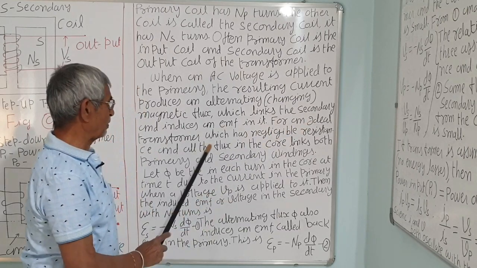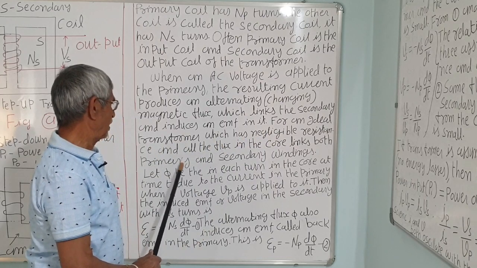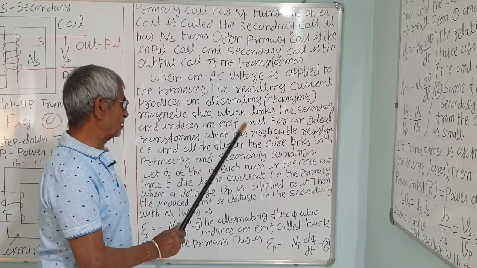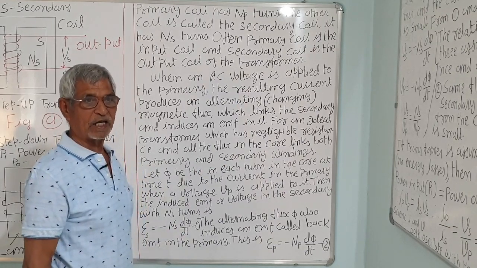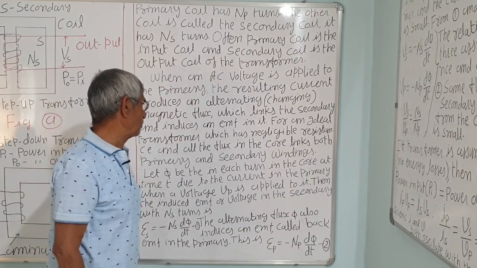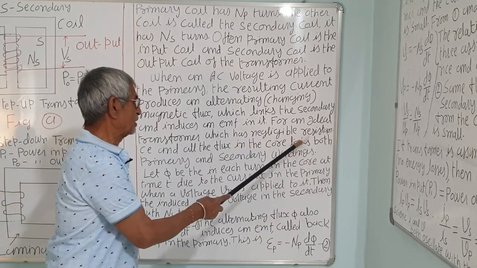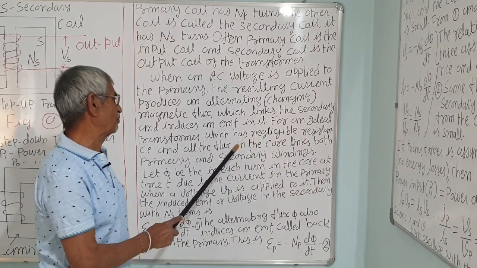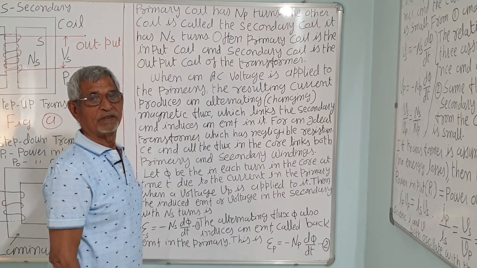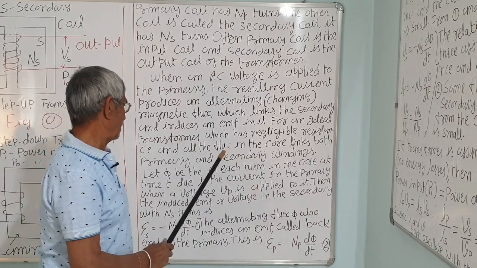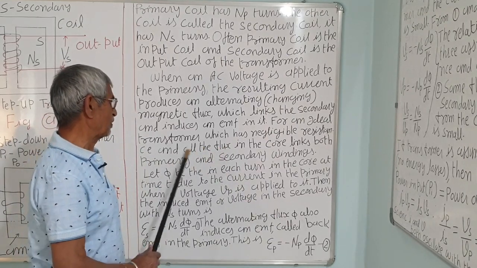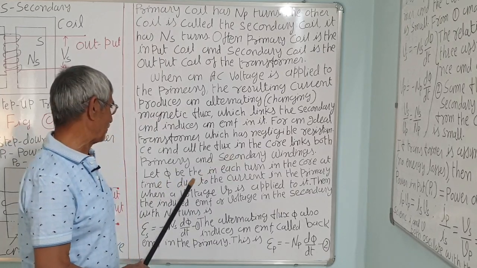An ideal transformer has negligible resistance, and all the flux in the core links both the primary and the secondary; there is no leakage of flux. It has some resistance, but negligible, because it is made of copper coil. And flux leakage is minimized due to the laminated core. So 100% of the flux, whatever flux is with the primary, will link with the secondary.